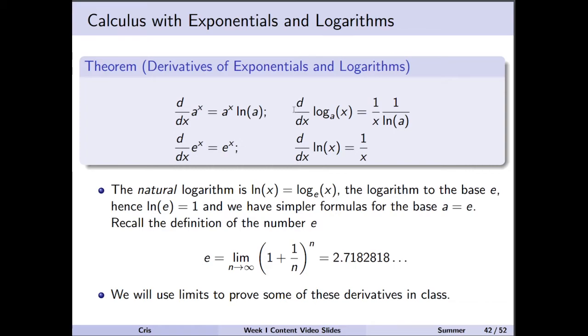The derivative with respect to x of log base a of x is 1 over x times some number, the reciprocal of the natural log of a. When a is e, we just get 1 over x. So the derivative of the natural log of x is 1 over x. And again, in class, we'll use limits to prove these derivatives. If you know French, you know why the natural logarithm is ln instead of nl.